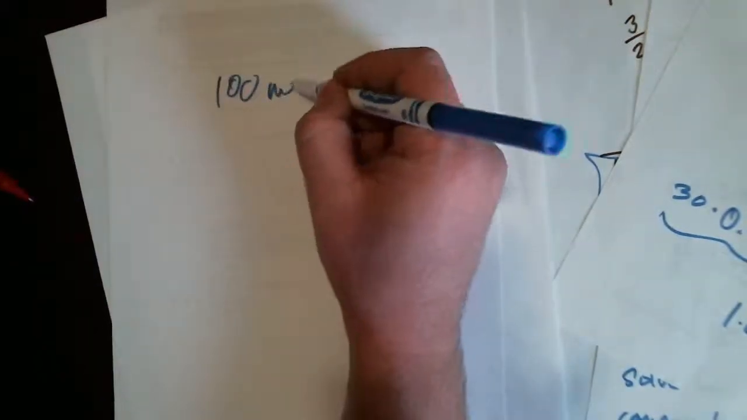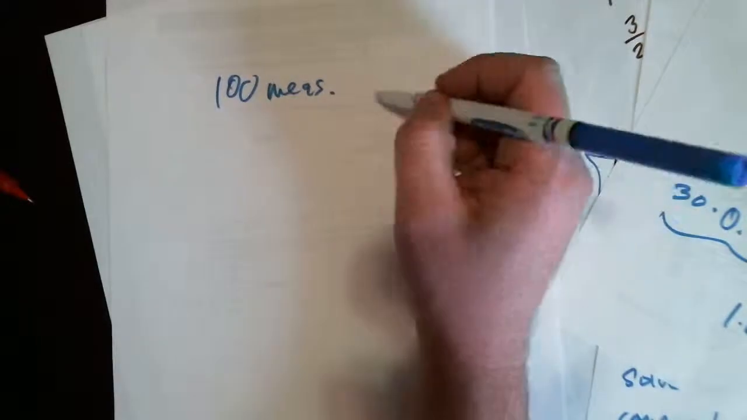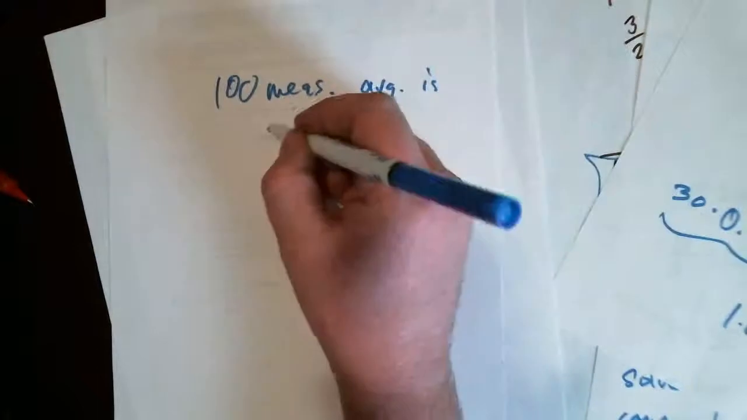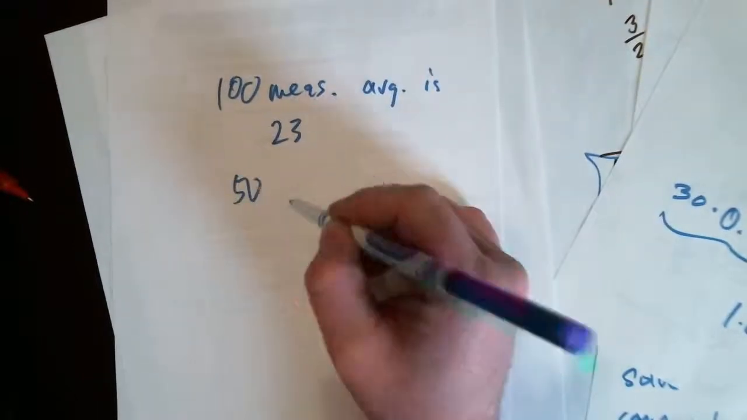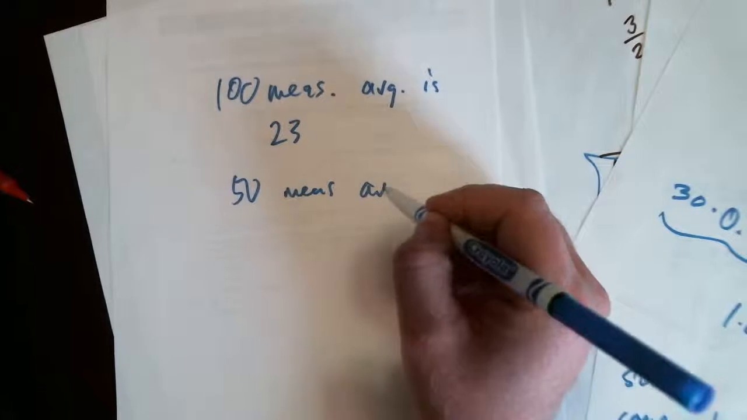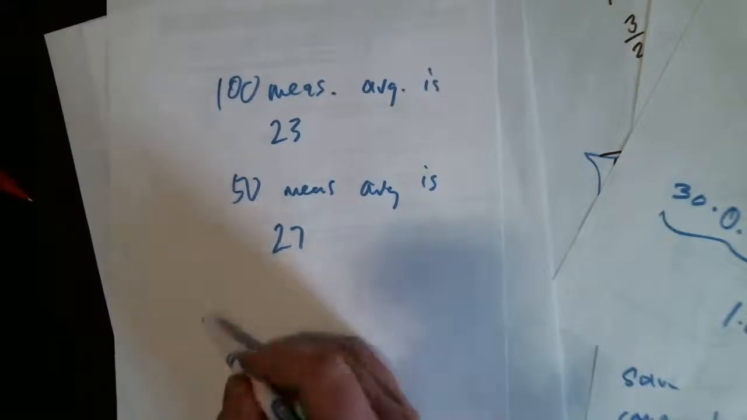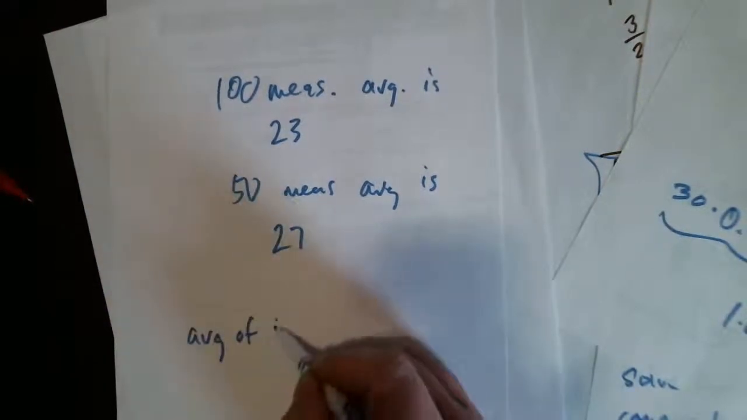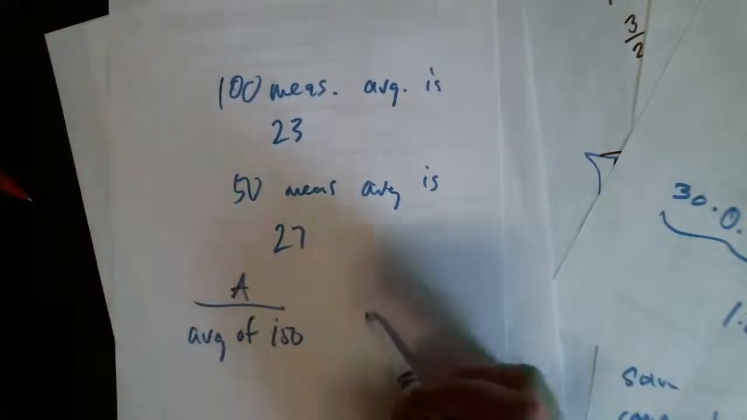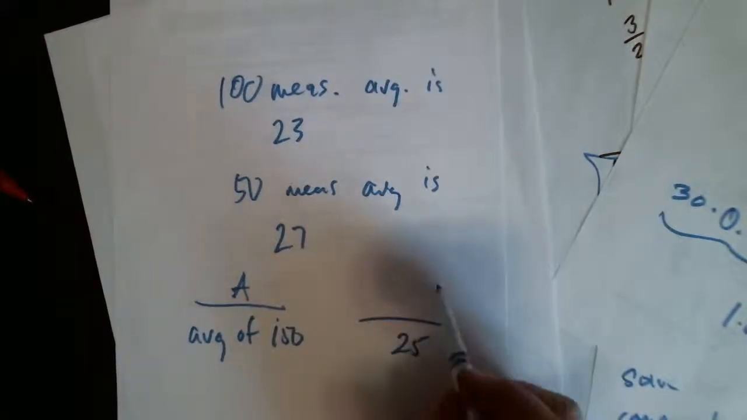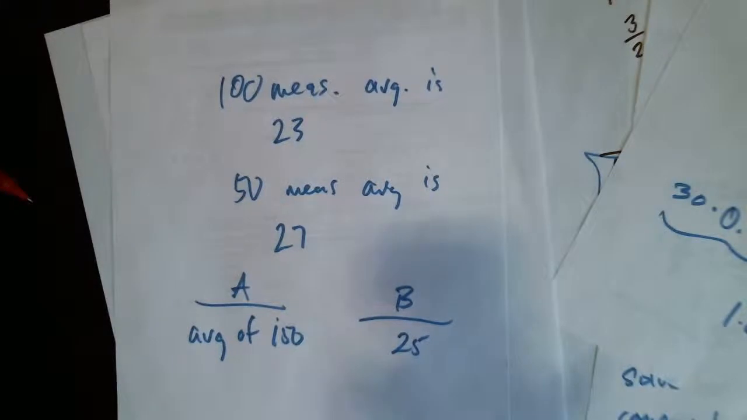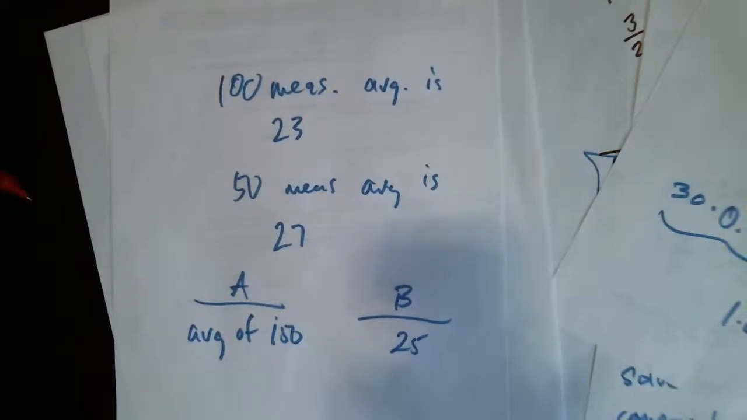100 measurements, the average is 23. And then 50 measurements, the average is 27. And then we have the average of 150 measurements versus 25. So I'm going to reframe this in narrative format.